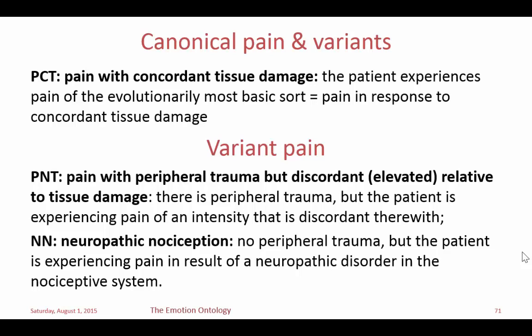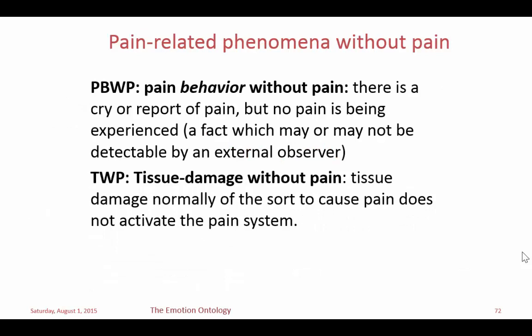And then we have neuropathic nociception, where there is no trauma at all at the periphery. You think that your finger is experiencing tissue damage, but because your nociceptive system is not functioning properly, you experience pain, but that's because your nociceptive system is damaged, not because your finger has been damaged. And then there are pain-related phenomena without pain. So there are cries or reports of pain, malingerer's notes.